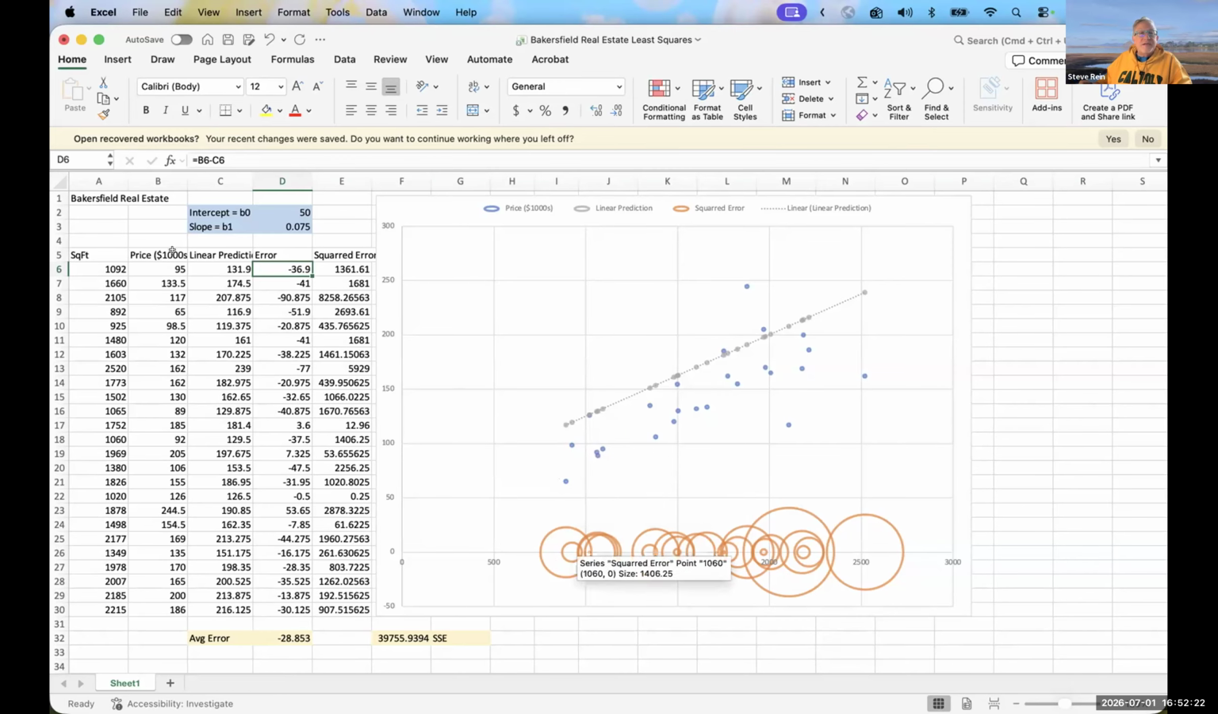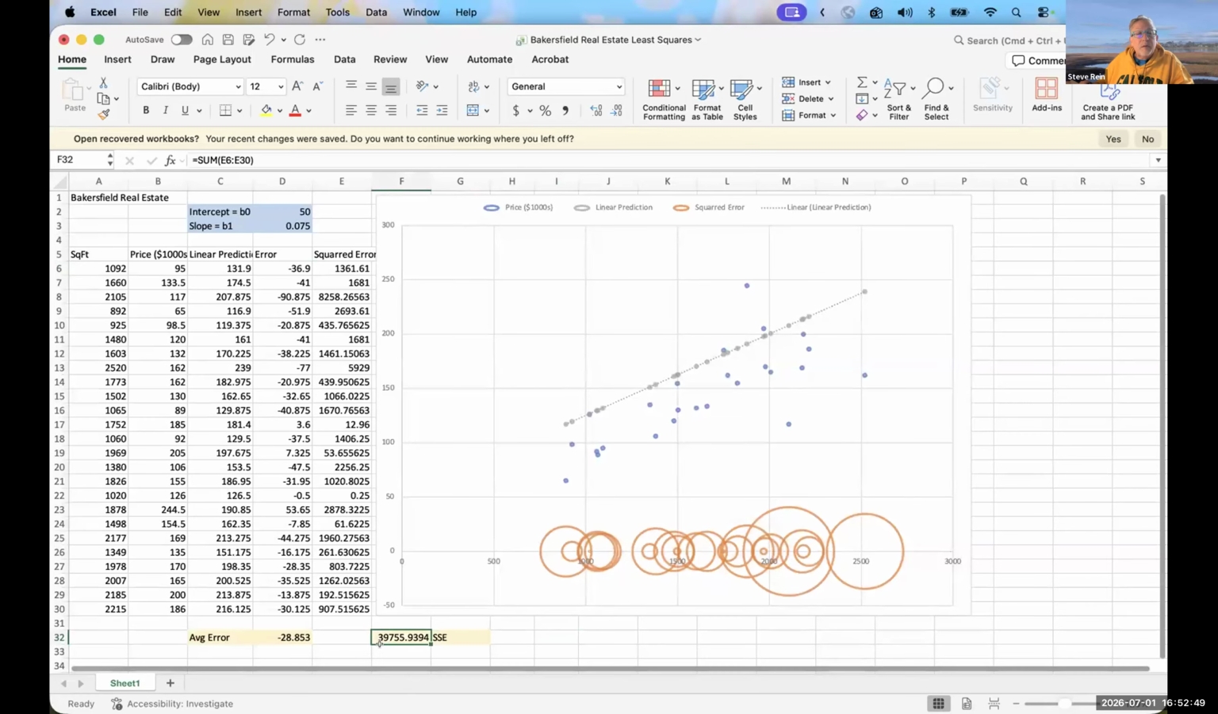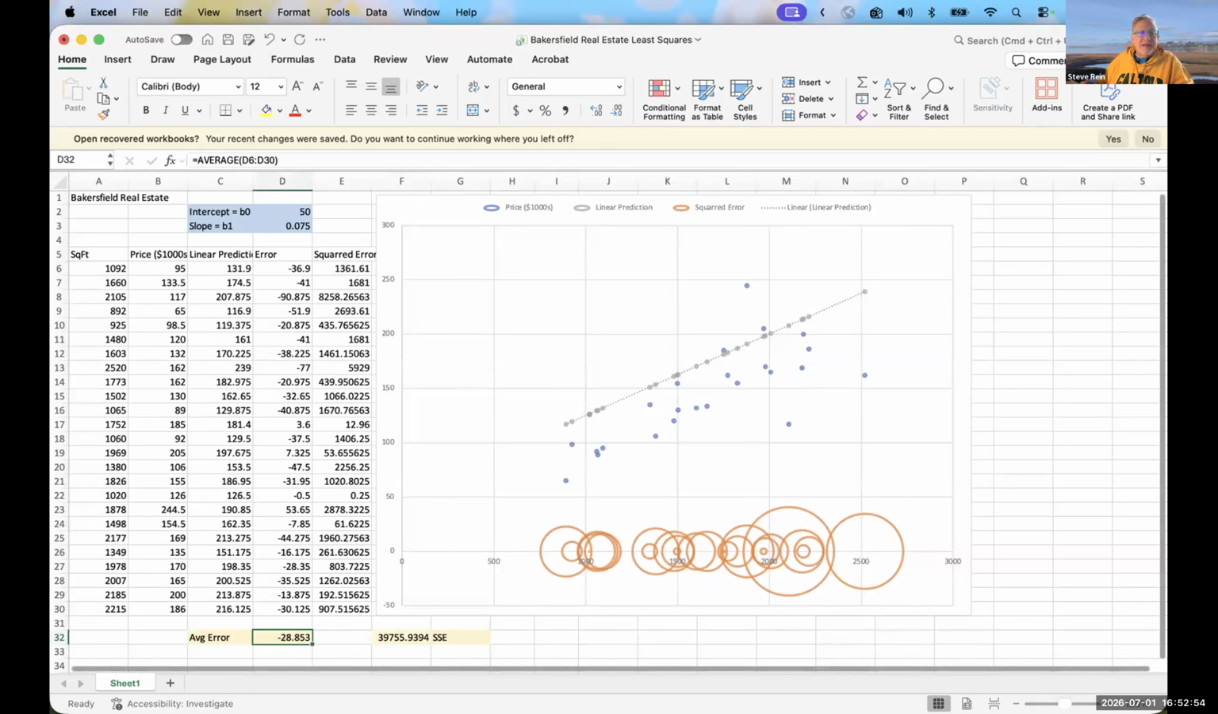If we take each of these errors and square them up, down here in this orange circle it shows you the size of the squared error for that data point. You can get a sense that this is a crappy trend line because it's going above the bulk of the data. Your gut feeling tells you to make the trend line lower. Hold on, let me look at one thing first. My sum of squared errors here is 39,775, and my average error is like negative 28. My trend line is 28 units too high.